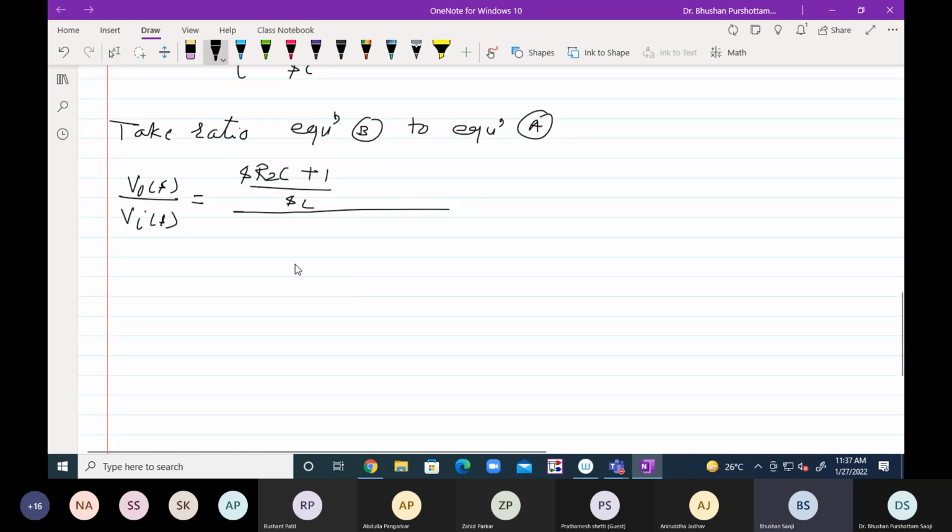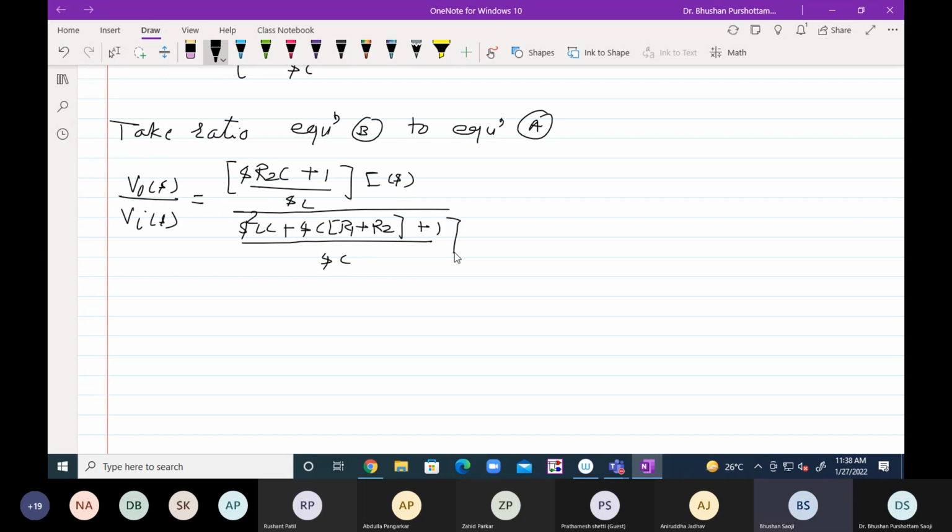So we will write down here S square LC plus S into C R1 plus R2 plus 1 divided by S into C. Here it is multiplied by I of S, and this is also multiplied by I of S. Now this I of S and this I of S get cancelled. This SC and this SC get cancelled.